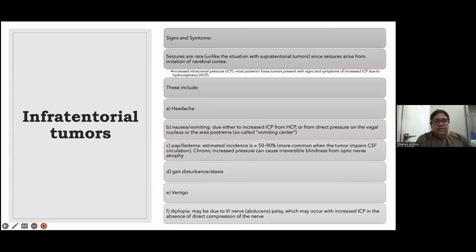With regard to infratentorial tumors, the signs and symptoms would include headaches, nausea and vomiting, again due to either increase in ICP or from hydrocephalus or from direct pressure on the vagal nucleus, or in the area postrema, which is the vomiting center. You can have papilledema. Estimated incidence is 50 to 90%, and gait disturbances or ataxia, vertigo, and diplopia.